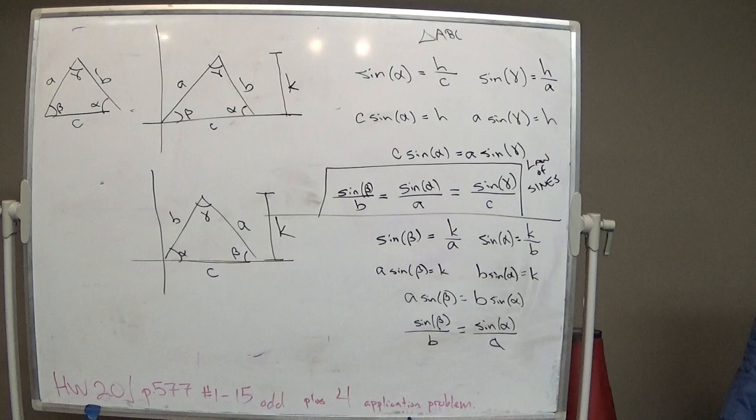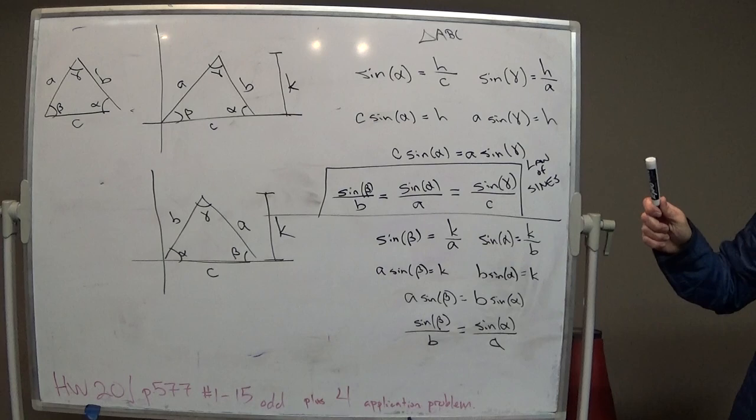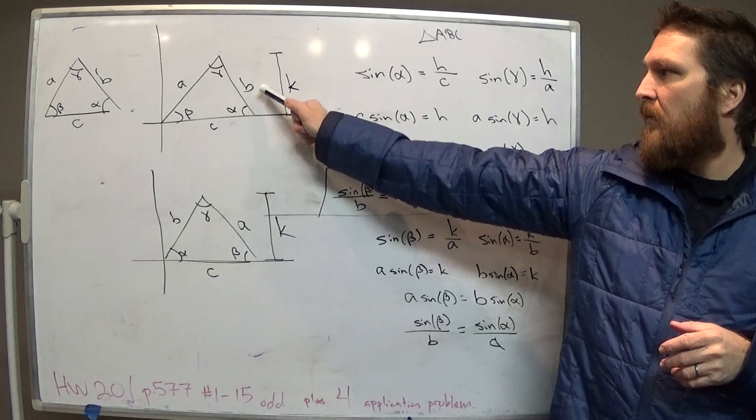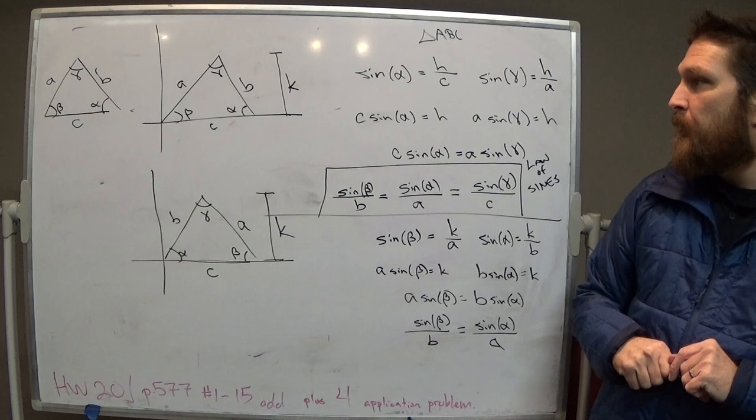And you can memorize this if you want. It's real easy to remember, and your book even says this, you could just think about what it means: the ratio of the sine of an angle with its opposite side. So for instance, sine beta divided by B is equal to sine of any other angle over its opposite side.